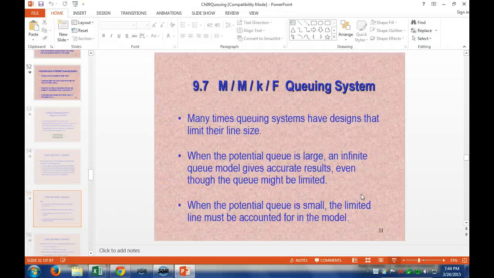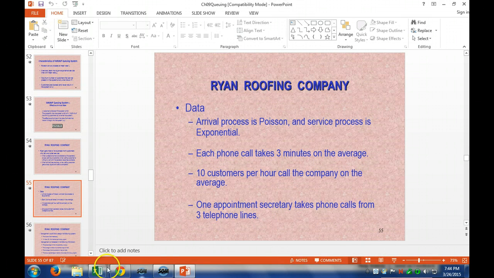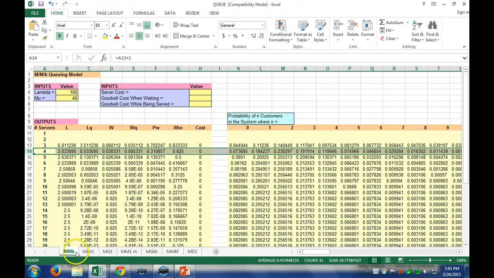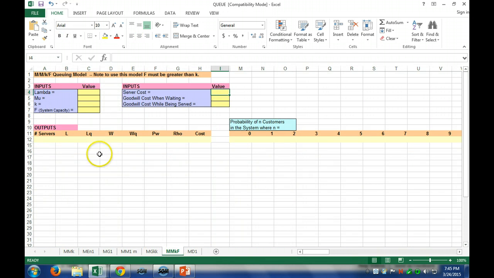So you're going to see there is a worksheet that looks very similar. We have M/M/K, which is what we've been using. Toward the end, 1, 2, 3, 4, 5, 6, the 6th one over says M/M/K/F. I'm going to enter my lambda, arriving at 10 per hour. We're servicing them at 20 per hour. My K is 1. My system capacity is 3.